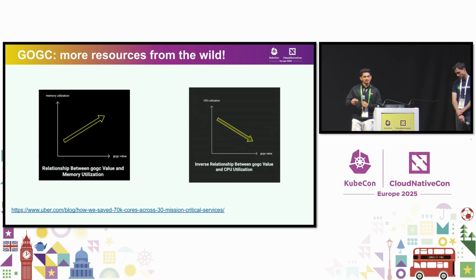So GoGC is a flexible, tunable, highly recommended parameter. If there is a trade-off to be made between CPU and memory, it is one of the things that can help with any Go program. And since Kubernetes and the control plane is Go, we use it effectively in the control plane.